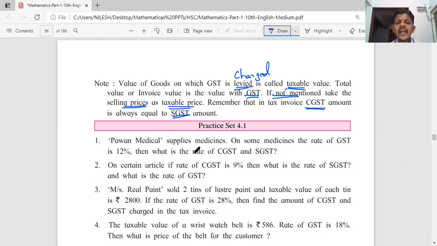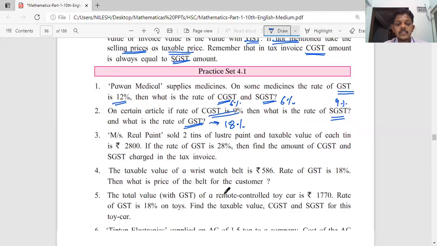Very quickly, Pawan Medical supplies medicines. On some medicines, the rate of GST is 12%. So what is the CGST and SGST rate? Quickly. 6%. 6% and 6%. On a certain article, if the CGST is 9%, then how much will be SGST? 9%. And how much will be GST? 18. What 18? 18%. Answer completely. Don't give half answers.